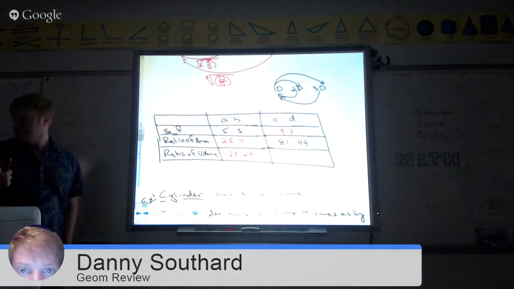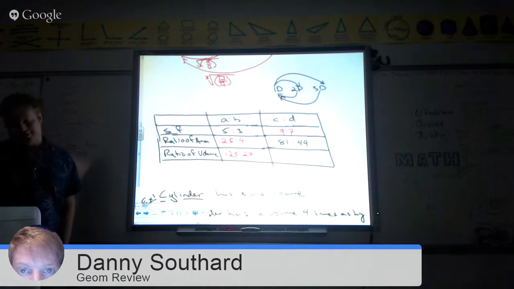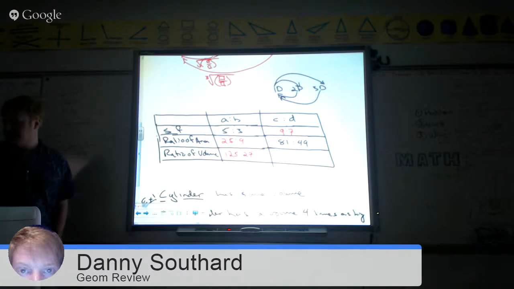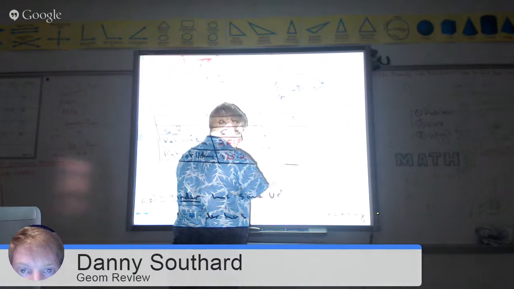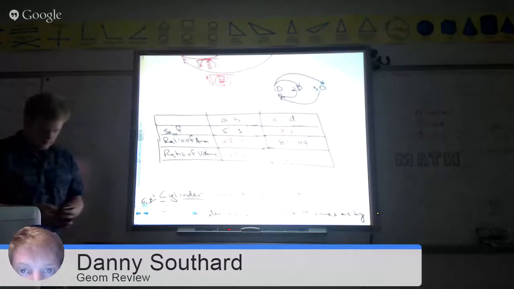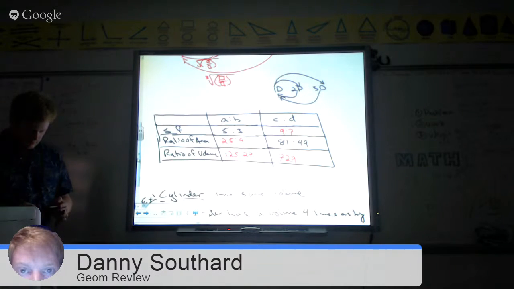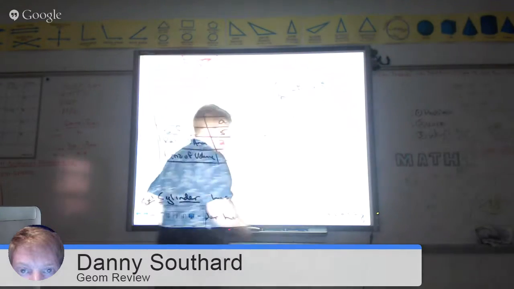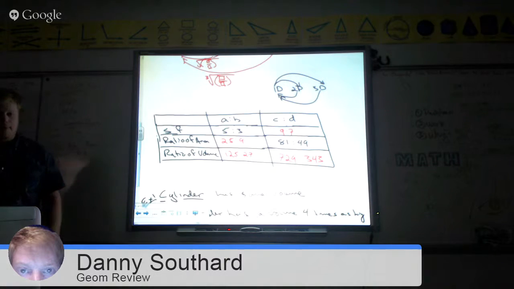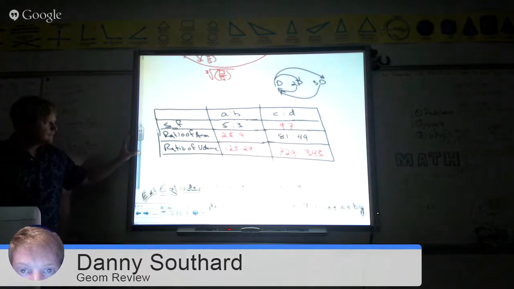What's 9 cubed? That's like 81 times 9. 729. 9 times 9 is 81. And 7 cubed is 343. So the ratio of volumes is 729 to 343. Did that make sense?